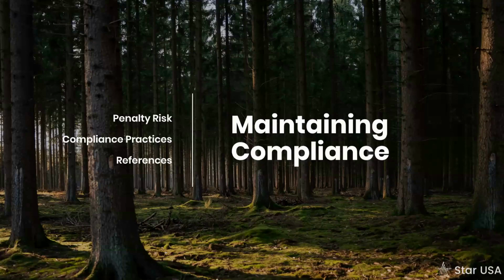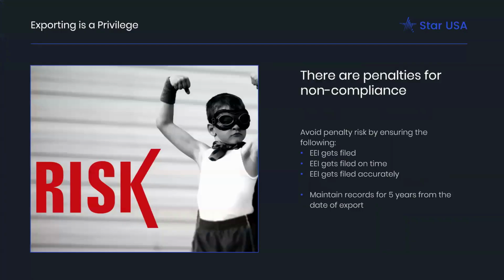Maintaining compliance, penalty risk, compliance practices, references. We're going to be focusing on kind of what you can have in place, where your risks are. Again, exporting is a privilege, but there are penalties for non-compliance. You can avoid penalties if you can ensure the following happens. The EEI gets filed. The EEI gets filed on time. The EEI gets filed accurately, and you've maintained your records for 5 years from the date of export. That's the best way to protect yourself from risk.